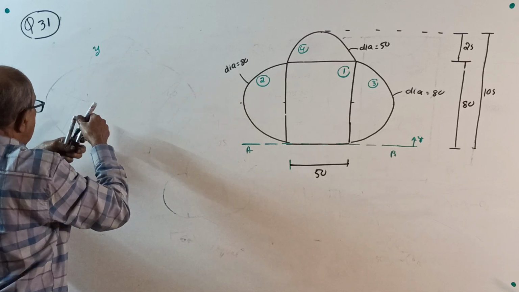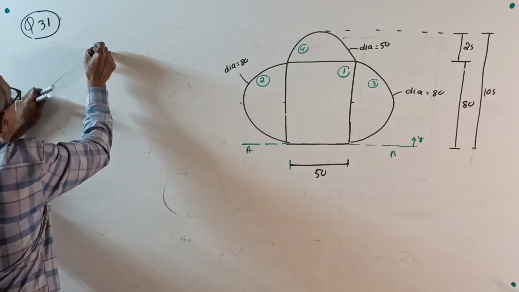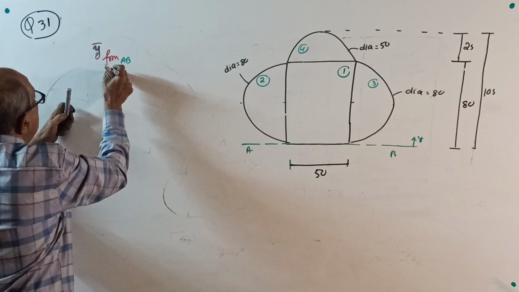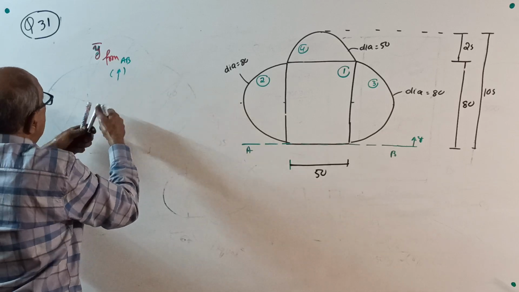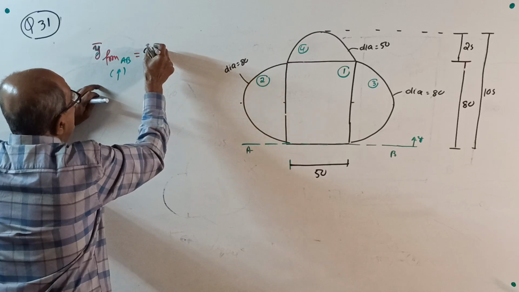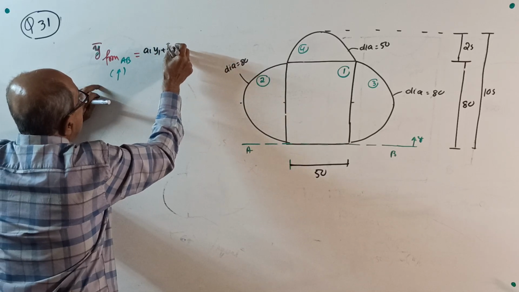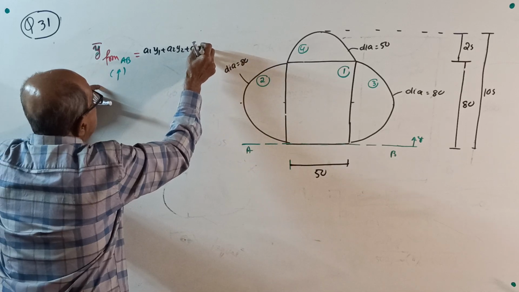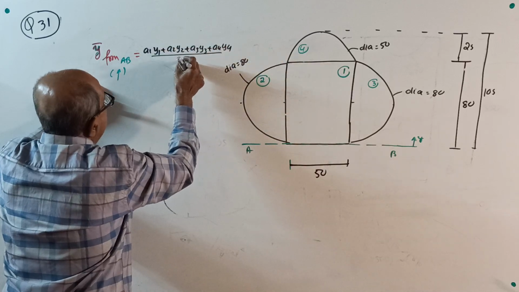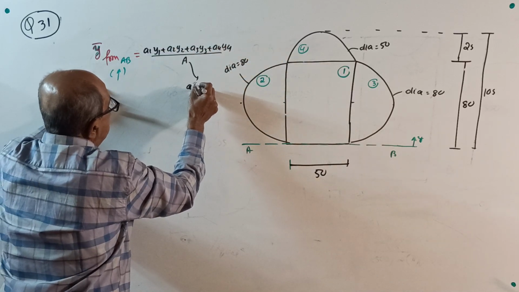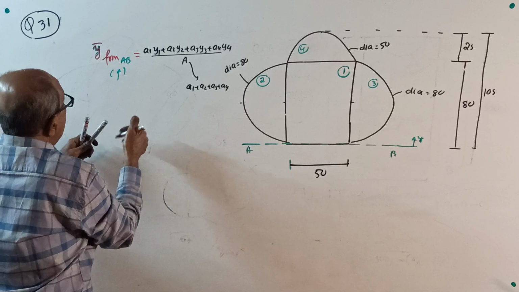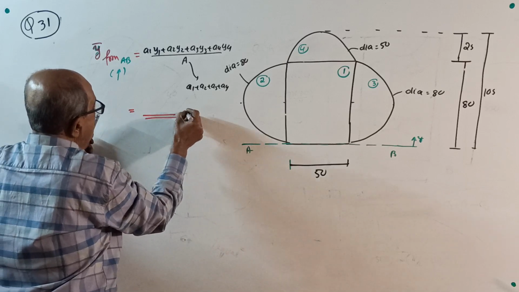Y bar, red color. Y bar from AB, take upward direction, equal to, this time no negative, A1 Y1 plus A2 Y2 plus A3 Y3 plus A4 Y4 divided by total area. Total area is A1 plus A2 plus A3 plus A4. Calculate y bar from base up. This is for you in millimeter.